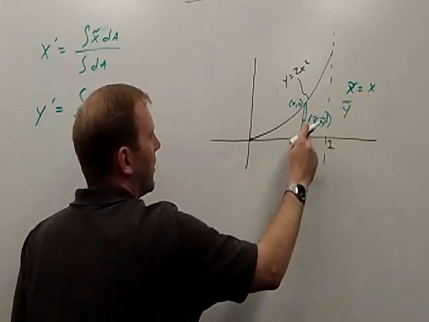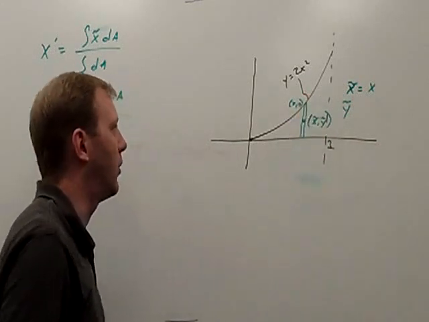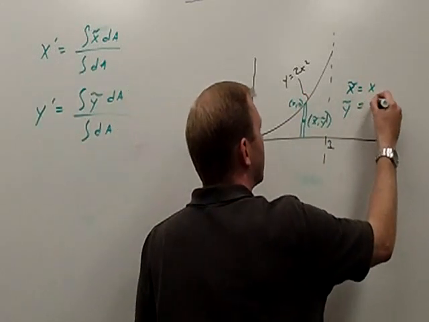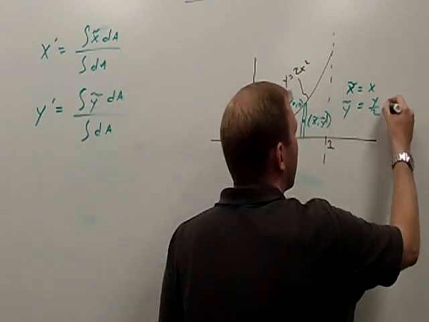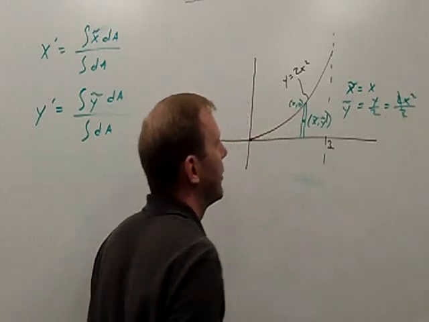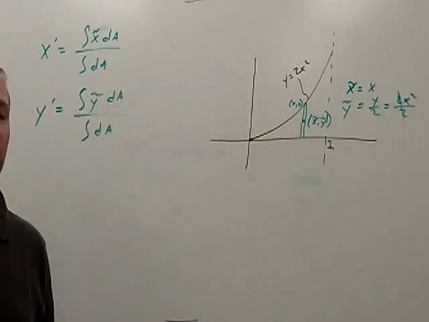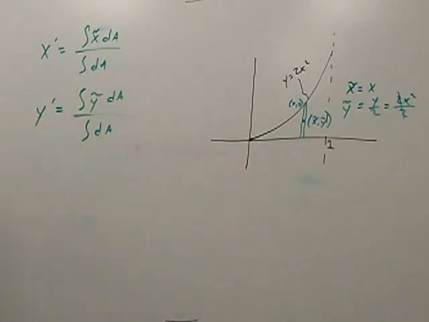Y tilde is half of the y value. Again, it's halfway between 0 and the point on the curve. So y tilde is just going to be y over 2. Since we know y is equal to 2x squared, we can make this 2x squared over 2. We can drop the 2. So y tilde just ends up being x squared. Okay, this allows us to solve this pretty easily.